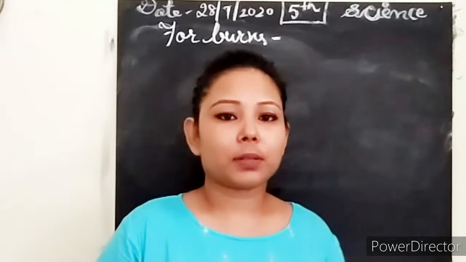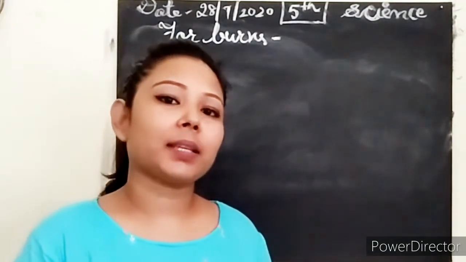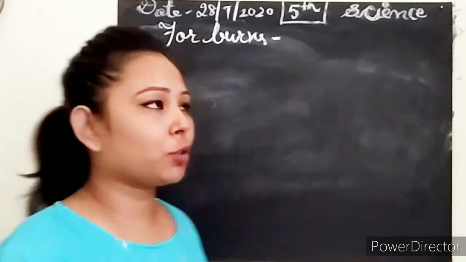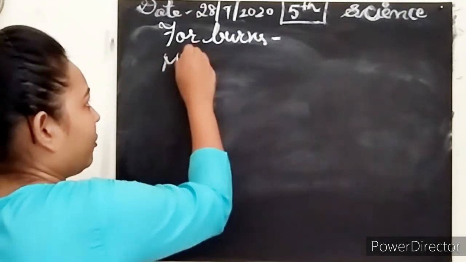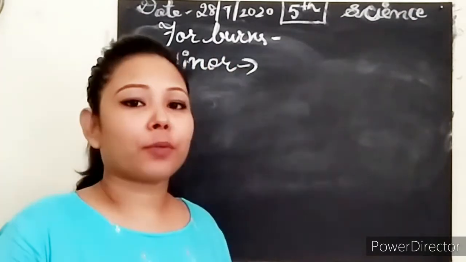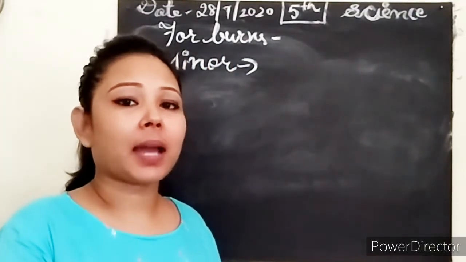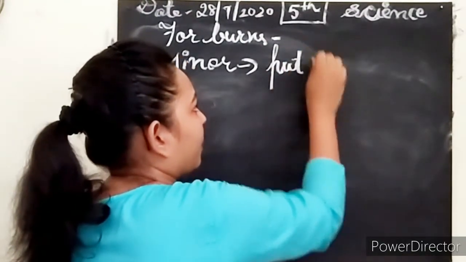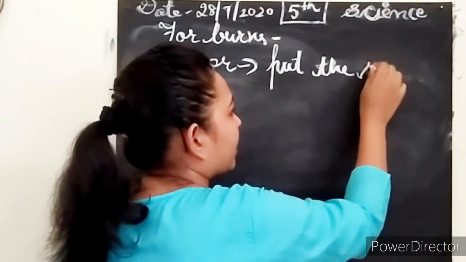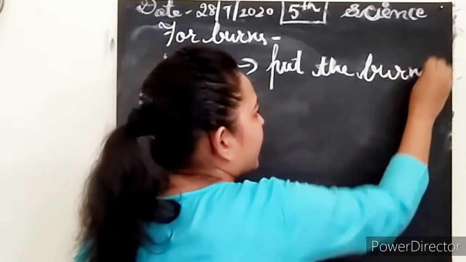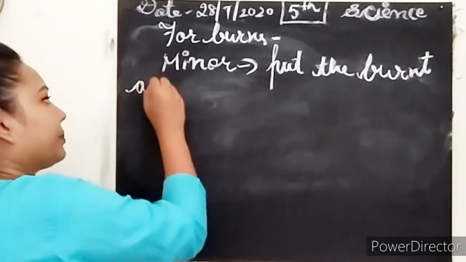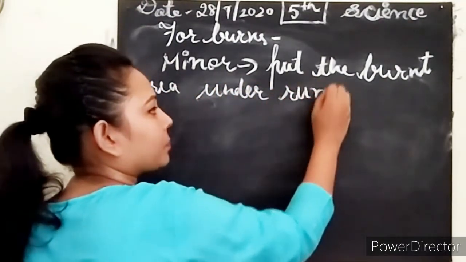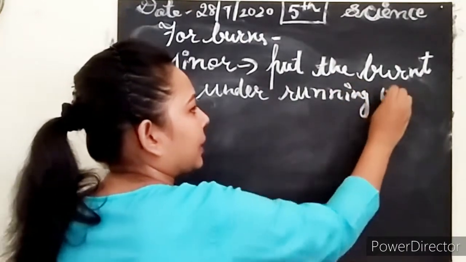Okay, so first of all, just assume your hand is burnt by a hot object. The first thing that you need to do in the minor case of burns is to put the burnt area under running water. Clear?